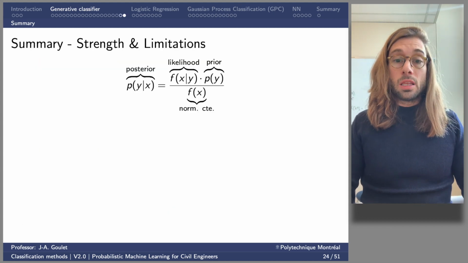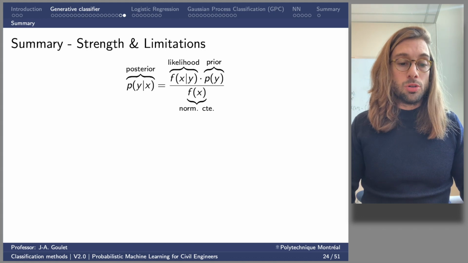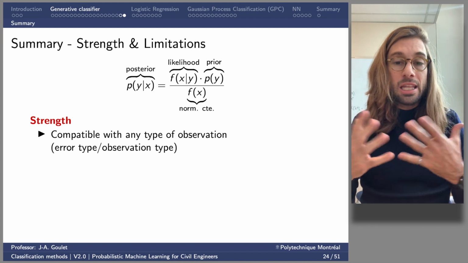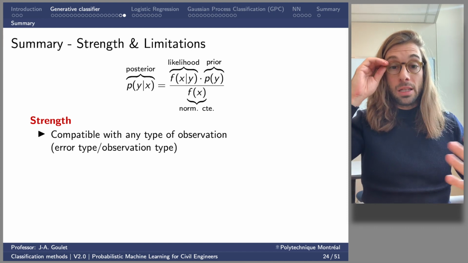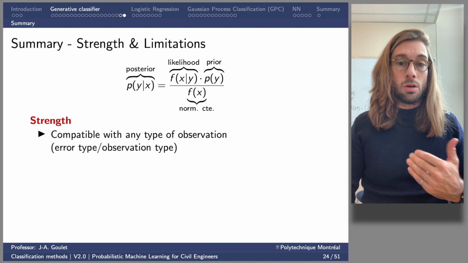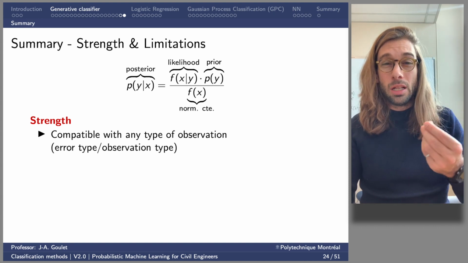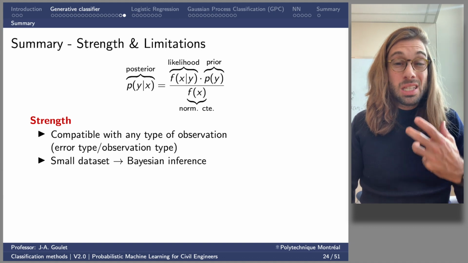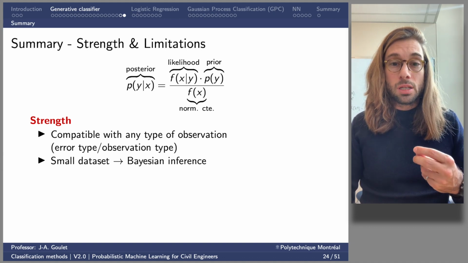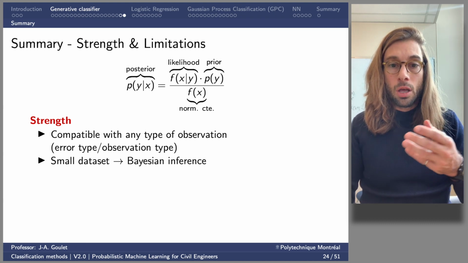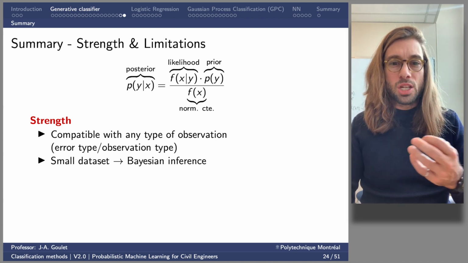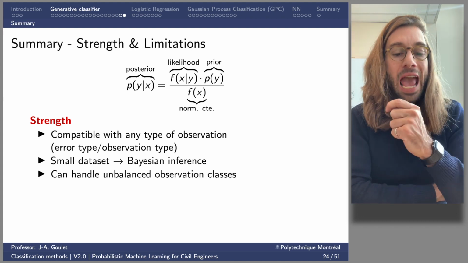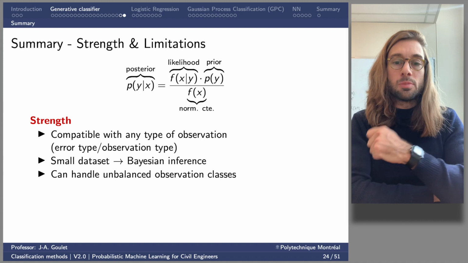So what are the strengths and limitations of such a generative approach? First, in terms of strength, it's compatible with any types of observation, whether they are direct or censored observation. This is a strength in the case where we have to deal with complex observation that can be upper or lower bound. It's intrinsically well suited for Bayesian inference, okay? It works well, so it's easy to play with everything you want to make a Bayesian inference for all the quantity you want. And one main strength here is that you can handle unbalanced class observation, okay?